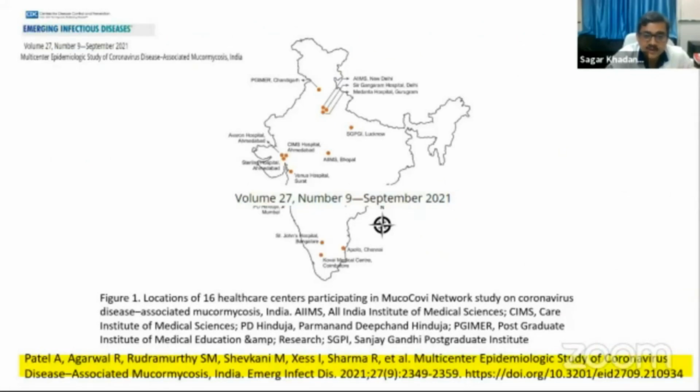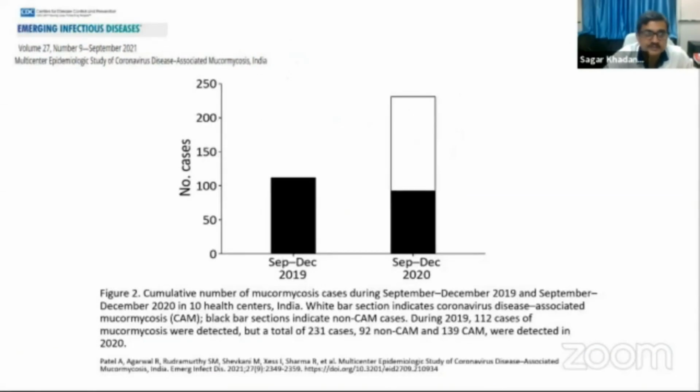This data has been identified by the mucormycosis study by Patel et al., recently published in 2021, where AIIMS Bhopal.